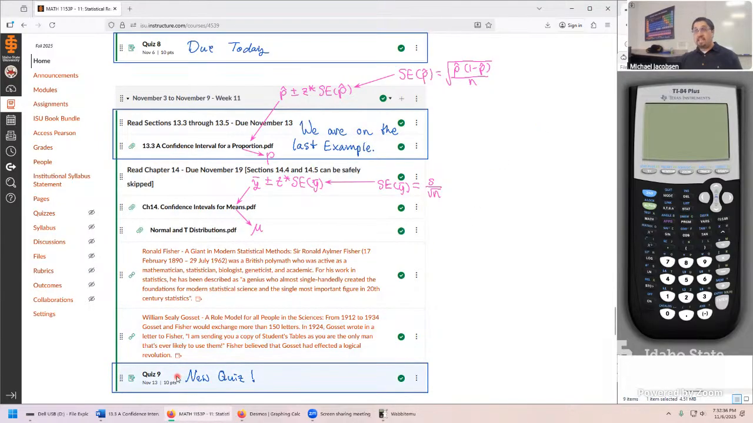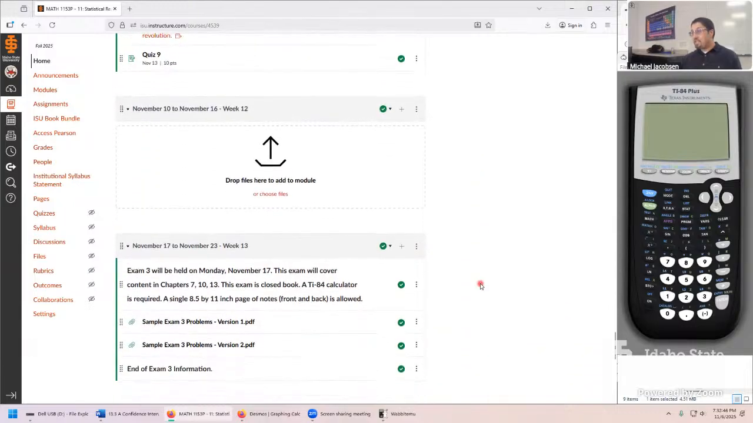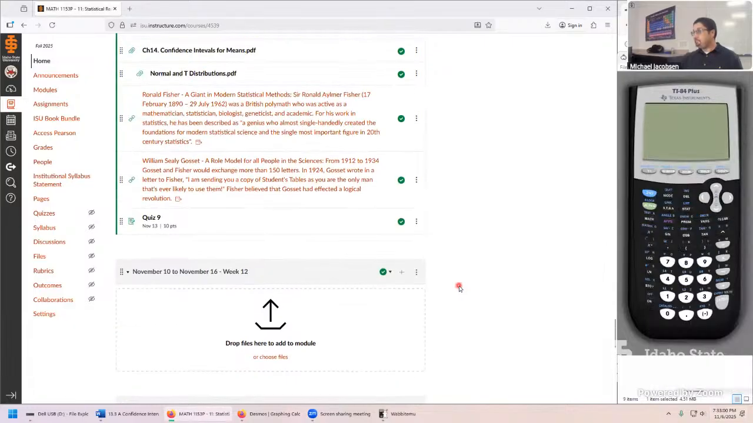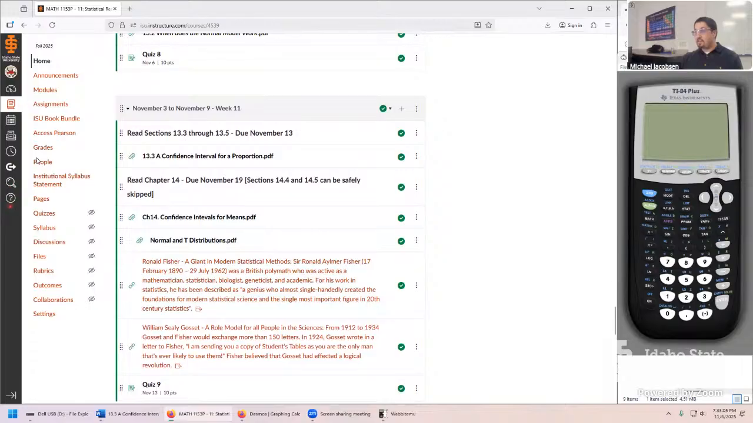Quiz number 9 is just based off doing another chapter 13.3 problem, so another confidence interval procedure. Another thing to mention before I forget is exam 3 is going to be right before we go on the break. So Monday, November 17th, and the information's already posted. Pretty much it's right up to chapter 13, including chapter 7 and 10. Well, I think that's about where the end of the announcements are.